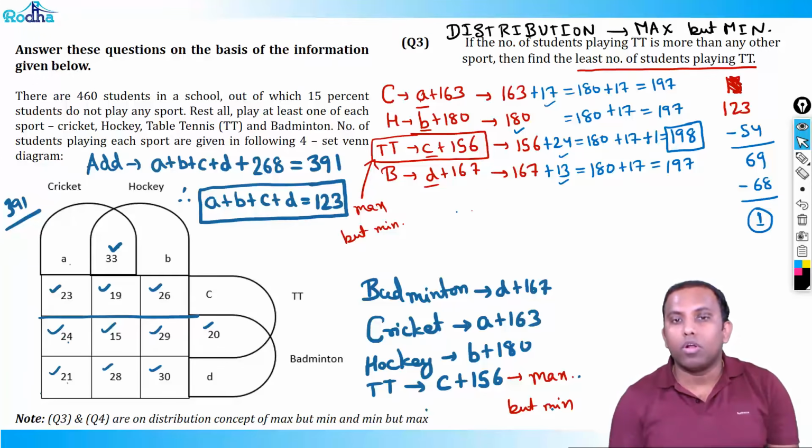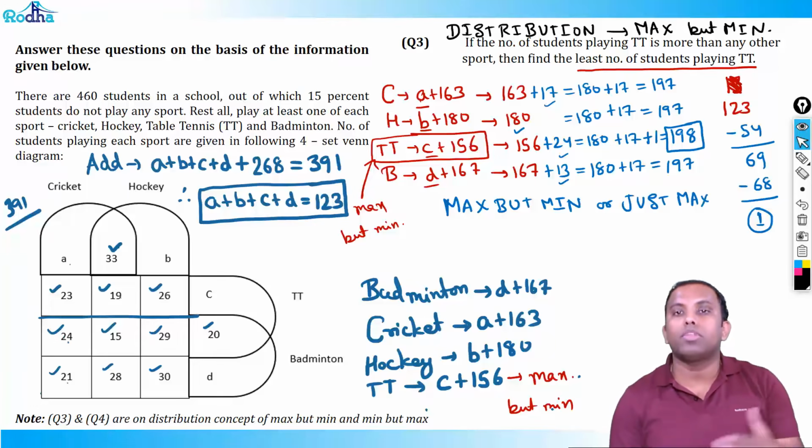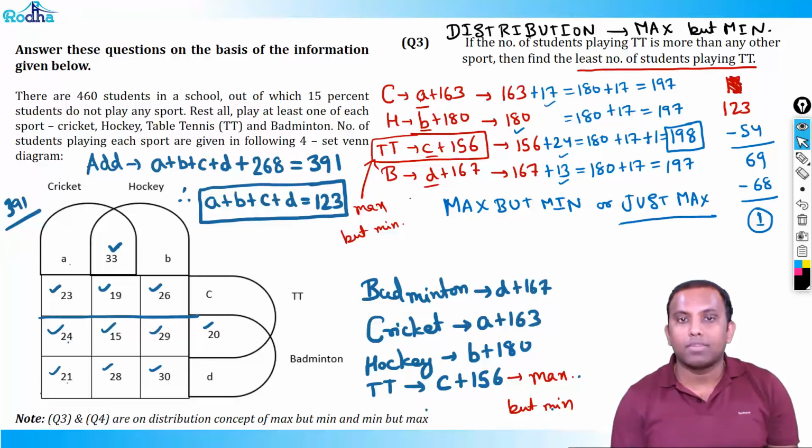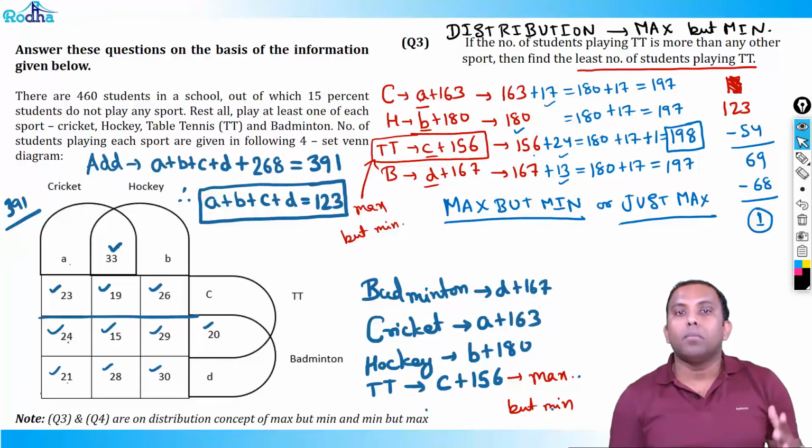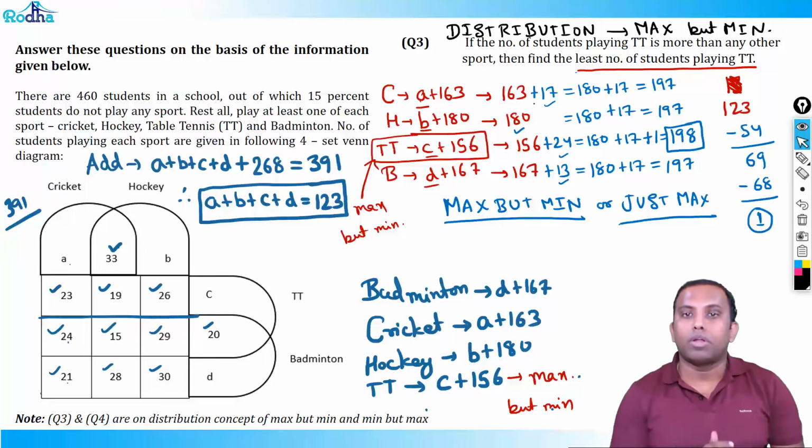This is called maximum but minimum, or in normal language you can call it just maximum, right? This is just more than 197, just maximum, or maximum but minimum. Or the language can be: find the maximum number of students playing TT if that number is as least as possible. So find that least number of students. Okay. So a very, very important funda we have discussed here.